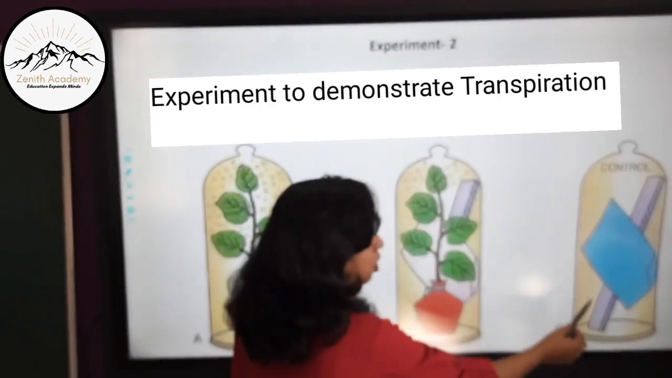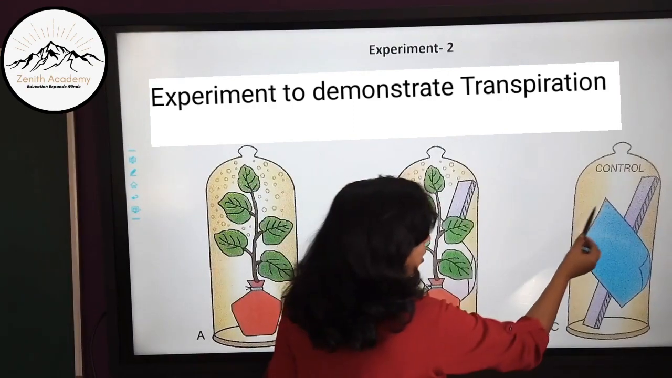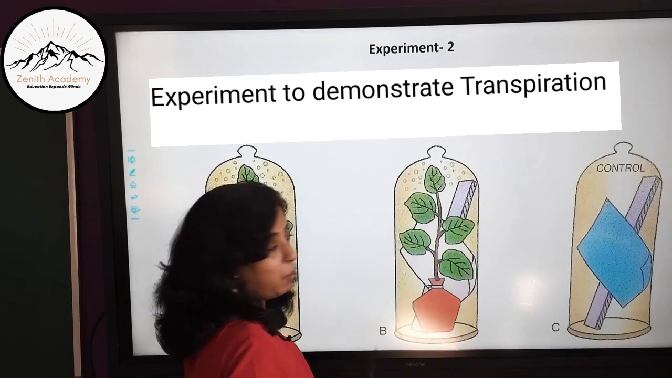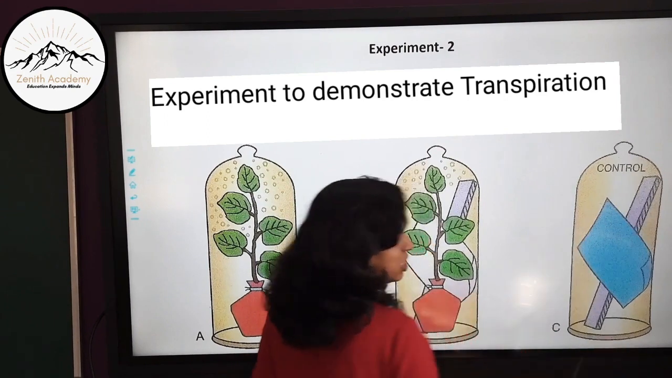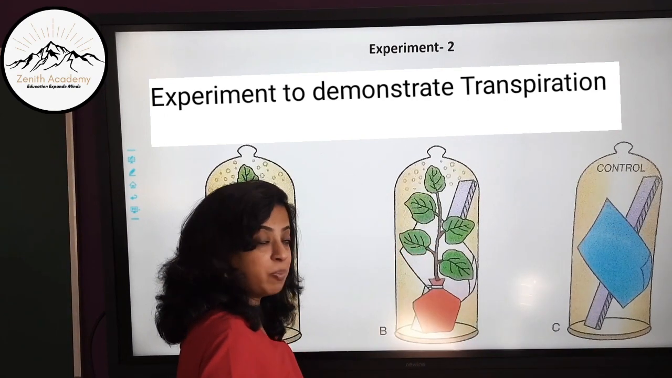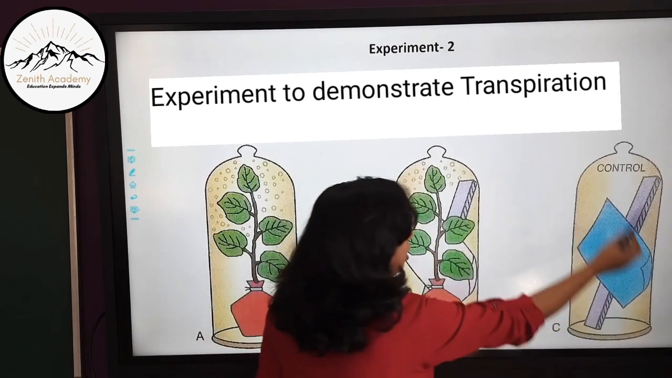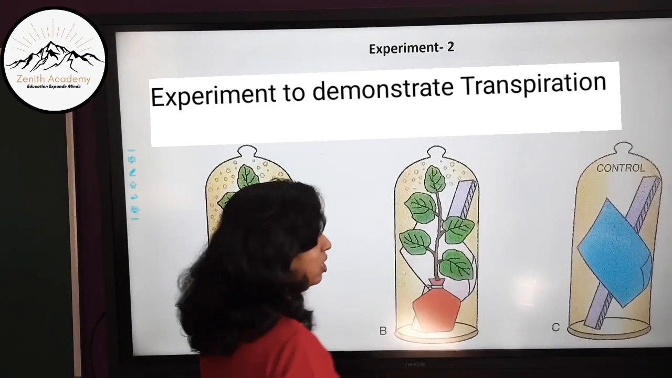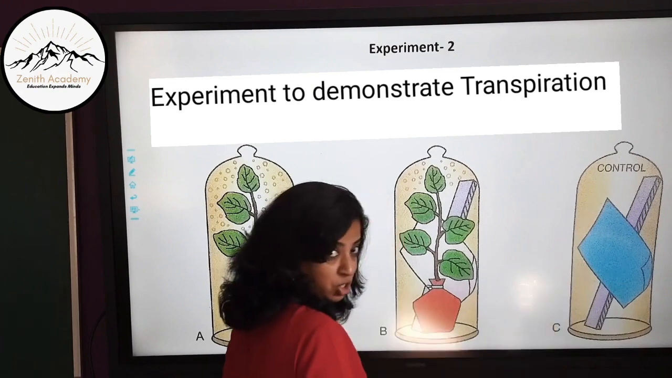Now the third one, control. In this, the dry cobalt chloride paper does not turn pink, meaning there was no moisture. Since there was no plant, no transpiration, so no moisture, that is why it remained blue. So this acts as a control, showing that there was no moisture inside the bell jar.